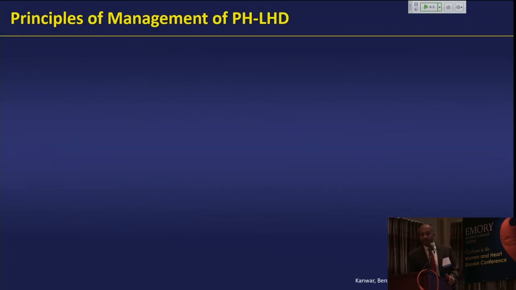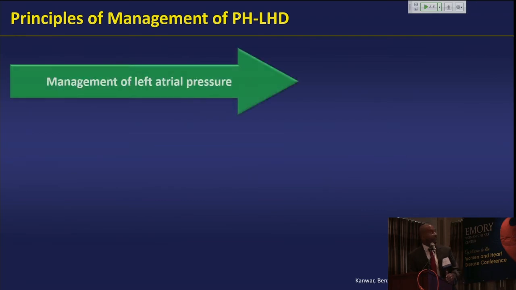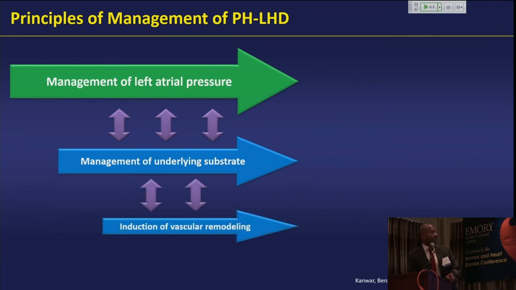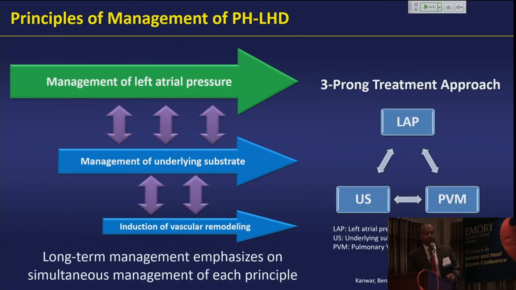Now let's talk about the management of this disease and how we can treat these patients. I love this model a lot. It's a model described by Dr. Ray Benza during his time at Allegheny General Hospital. Currently he is at Ohio State University, and he's one of the pioneers in pulmonary arterial hypertension. His model is based on three principles. Number one is management of left atrial pressure by decongestion of that chamber. Number two is management of the underlying substrate, and then induction of vascular remodeling. This three-prong approach helps you treat these patients in a better fashion and stabilize them as much as you can.